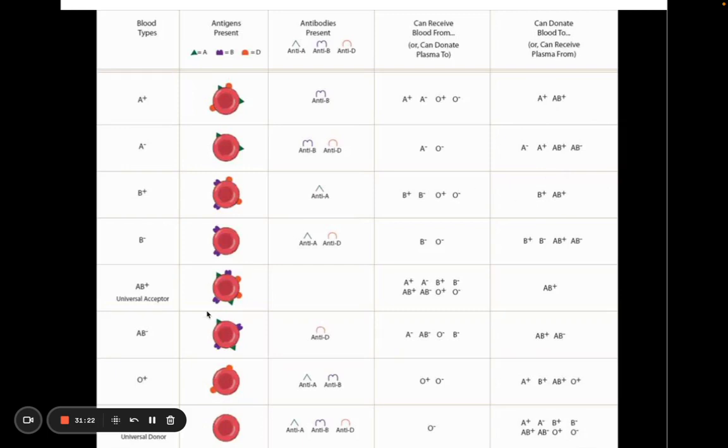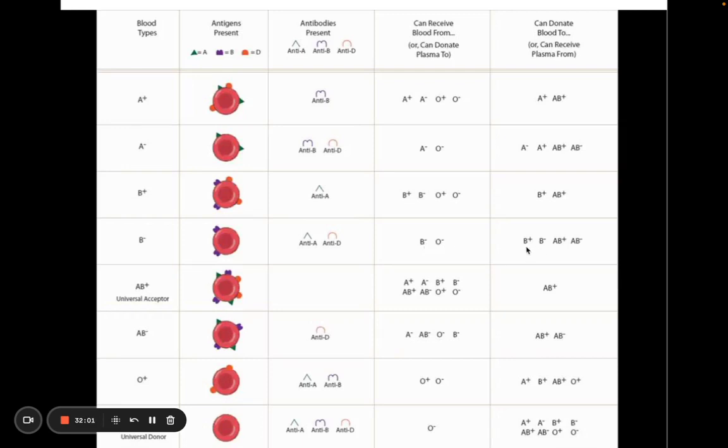So let's talk about B negative. B negative does not have the RH factor antigen, but it does have the B antigen. So that means that the antibodies present, there's two, antibody A and the RH antibody. B positive cannot donate to B negative because that RH antibody will connect, clumping will happen, stroke. We don't want that. So the only people that B negative can receive from is B negative and O negative.